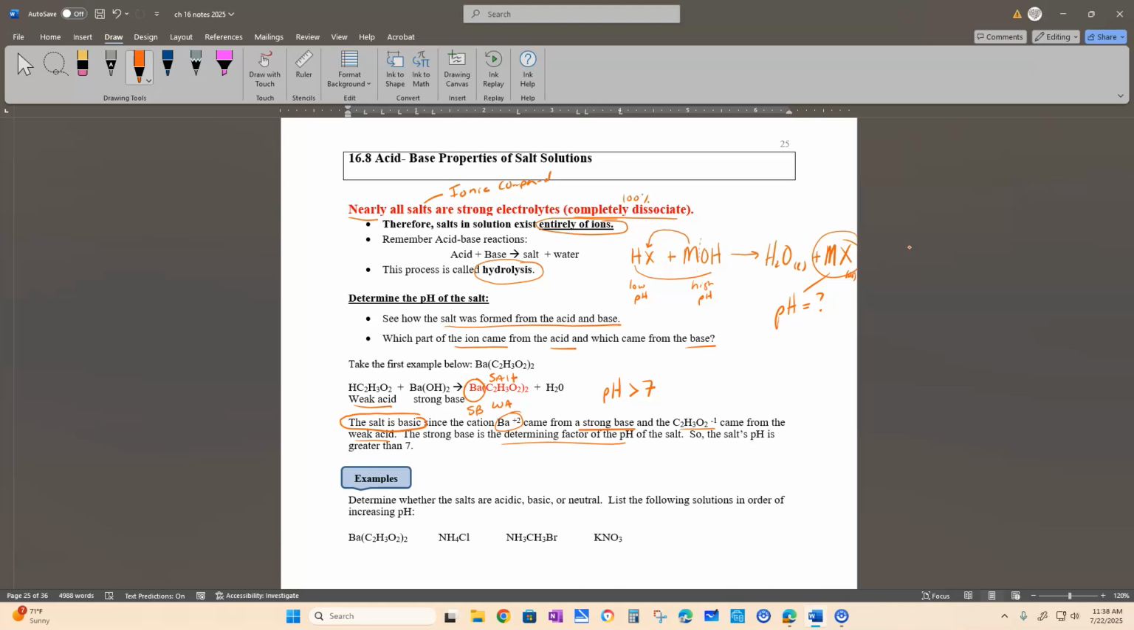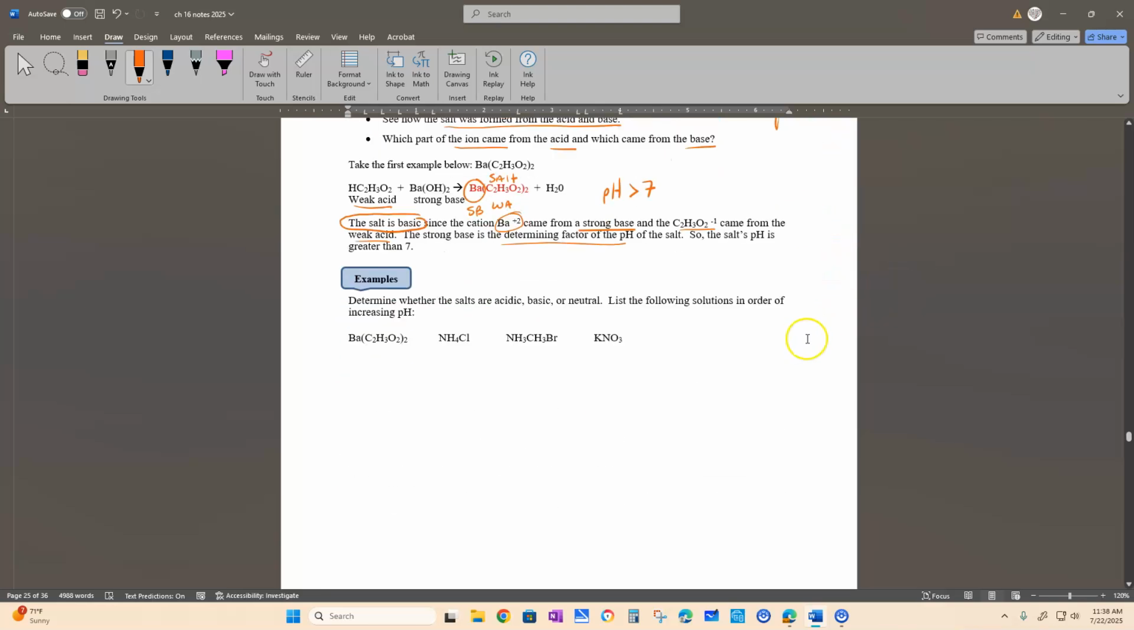So basically, which of the ions in that salt are dominating that salt to make that pH either low, high, or 7. So it's a prediction. We're not doing any calculation. Can you tell me if that salt is acidic, basic, or neutral? And then we're going to list them in order of increasing pH, which means I want low pH to high pH.